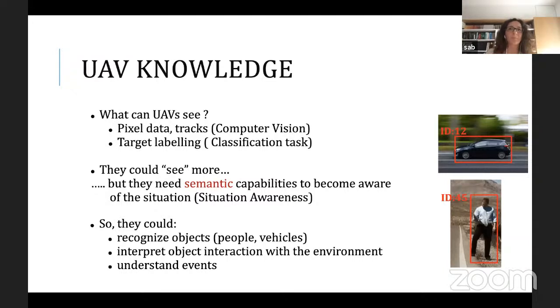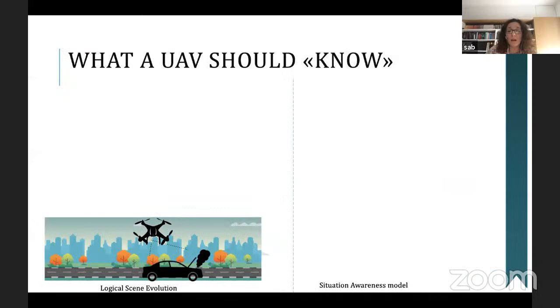we would like our UAV to be able not just to understand what the main elements in the scene are, but to understand what the targets are doing at that moment, how the scene is evolving. So we want to add some semantic capability to our UAV so that it can become aware of the current situation. This is our idea. This picture describes the whole process.